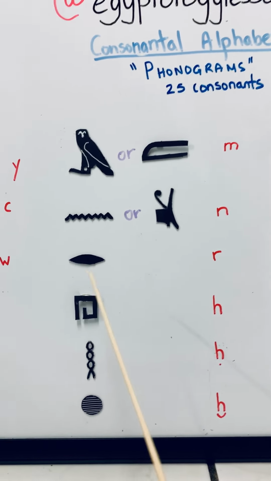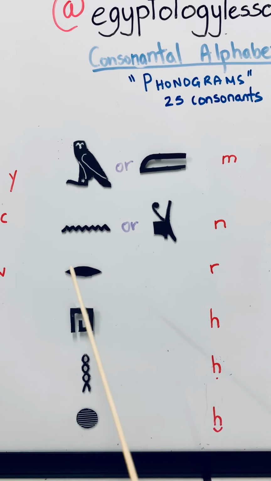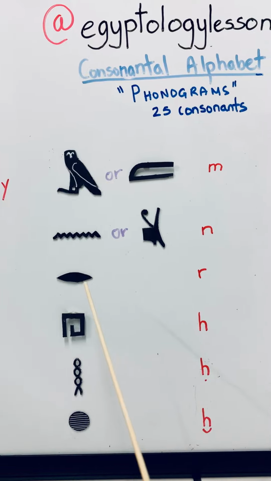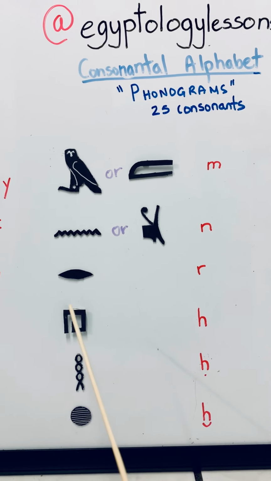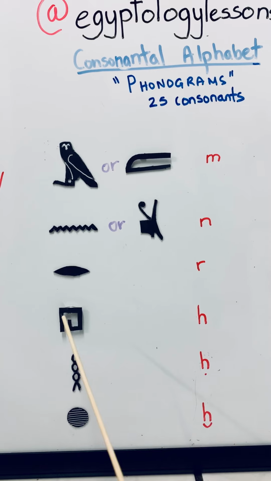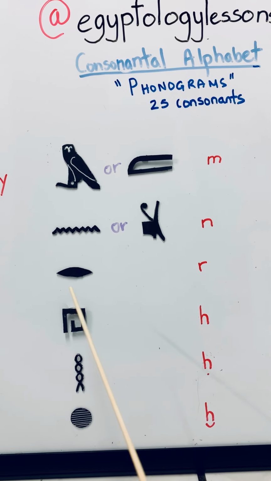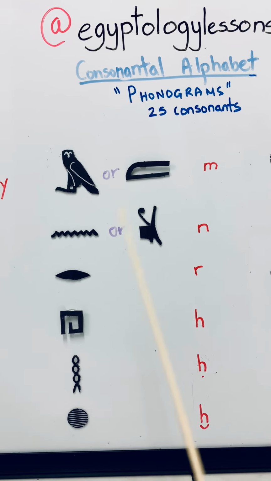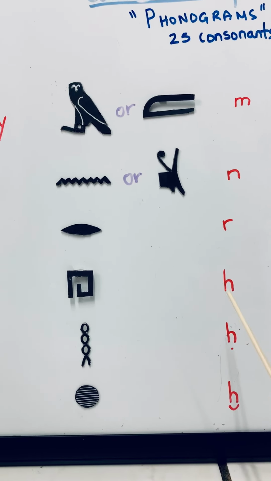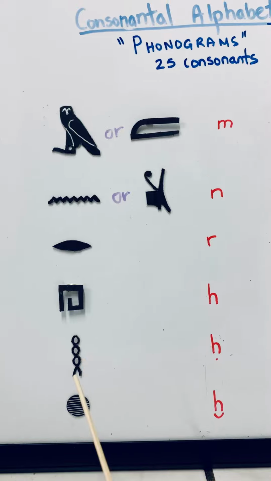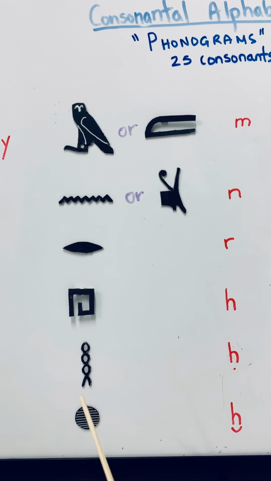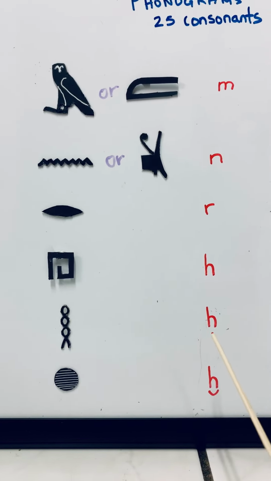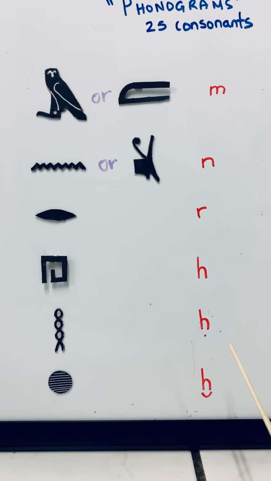Moving on, we have the letter R, and R is a mouth symbol. So it represents an open mouth. R. After that, we move into the H letters. So there are 4 of them. The H, this is an enclosure. So it could be a house enclosure if you look at it from the aerial view. And that's the H. After that, you have a rope. And this is basically just a rope, and also the letter H, but pronounced differently.